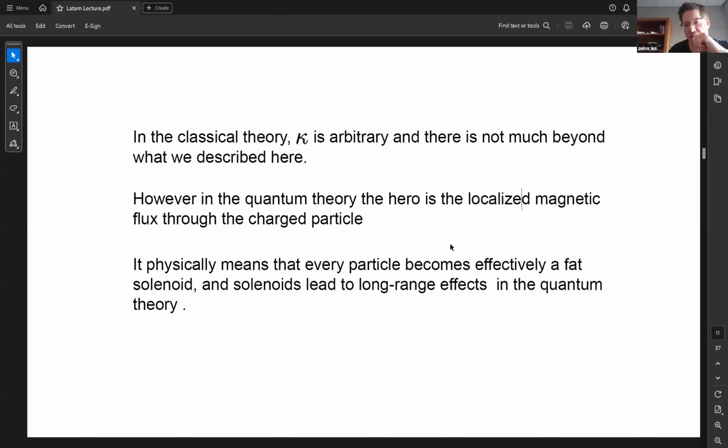Are there any questions about this philosophy of why we're trying to investigate the quantum theory?